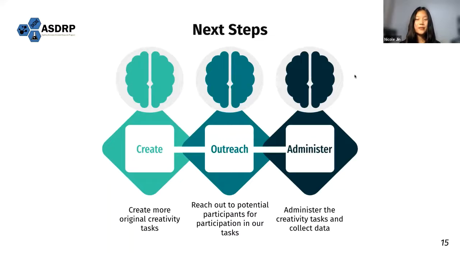Now I will be going into the next steps for our project and what we hope to achieve by the end of this semester and next semester. By the end of the semester, we hope to finish designing our experiment by creating more original creativity tasks and adding them to our current list. We also wanted to mention that we did have more creativity tasks. We just didn't prefer to disclose them right now. Starting next semester, we hope to reach out to potential participants to participate in our tasks. And hopefully we can administer them and begin our data collection process.